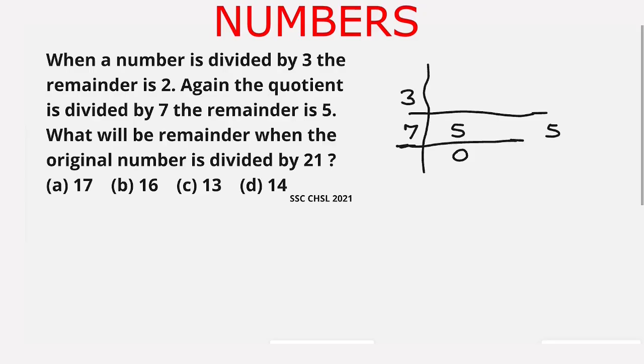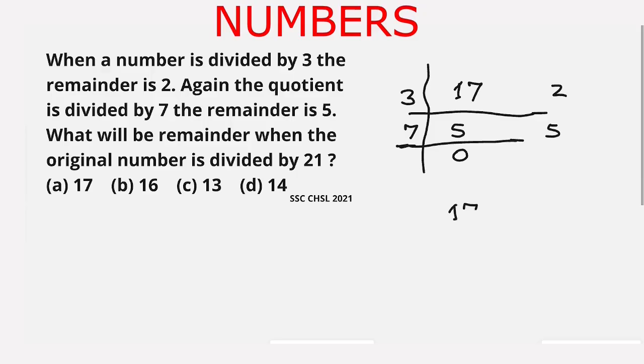Now the first divisor is 3, the quotient is 5 and the remainder given to us is 2. So 5 times 3 is 15, 15 plus 2 is 17. So 17 is our original number. Now this original number is divided by 21 and we have to find the remainder.